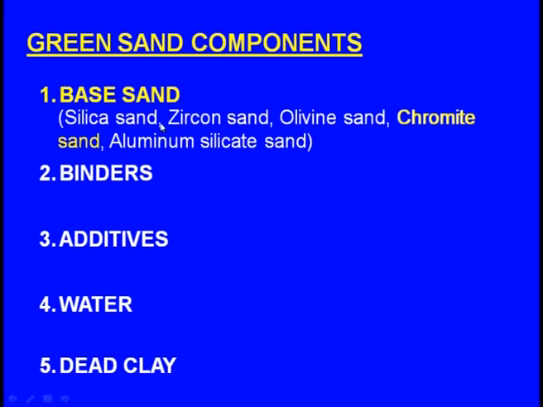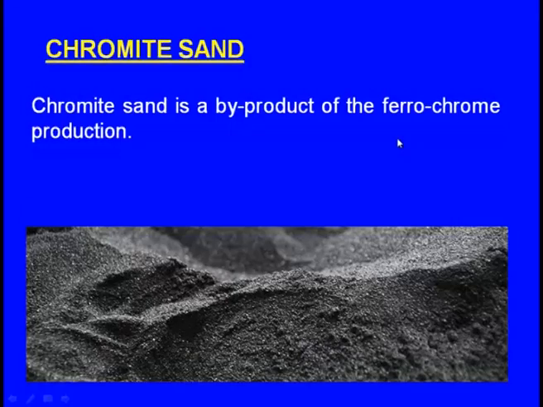We are learning about the base sands, and we have already seen silica sand, zircon sand and olivine sand. Now let us see the chromite sand. Chromite sand is a byproduct of ferrochrome production. In the ferrochrome alloy industries, this comes out as a byproduct. This is not a natural mineral.